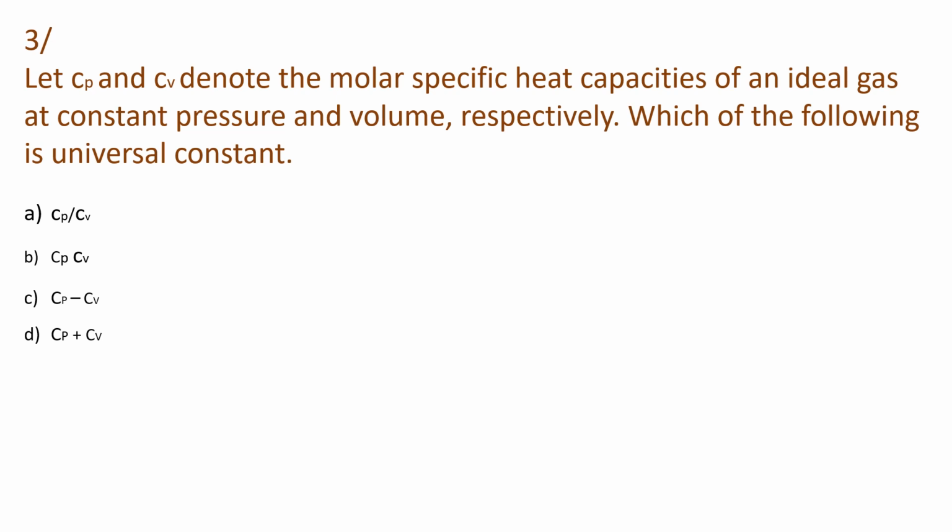Usually students think that Cp by Cv is equal to gamma, so maybe this is the constant. But don't forget that Cp by Cv is equal to gamma, which differs: for monoatomic gas the value of gamma is different, for diatomic it is different, and for triatomic it is different. So what will be its answer? Let's see.